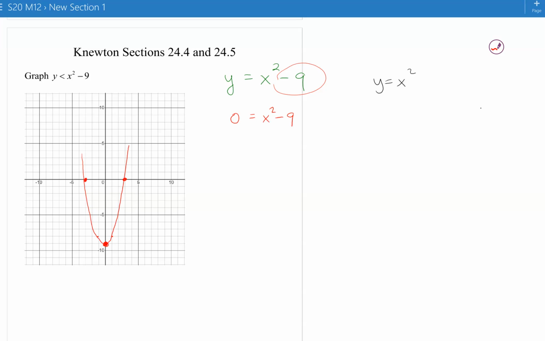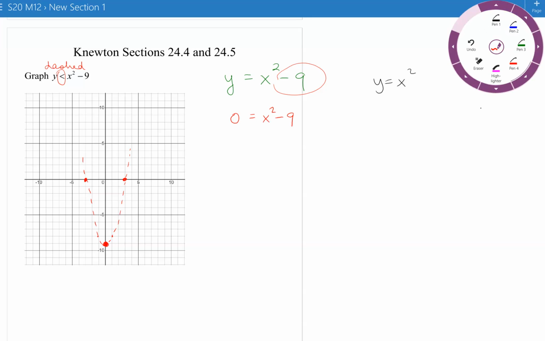And in this case, it's a strict inequality, so it should be a dashed line. So it's hard for me to make dashed on here. Usually what I do is I draw a solid one and then erase bits. So I'm not very good at drawing dashed lines.